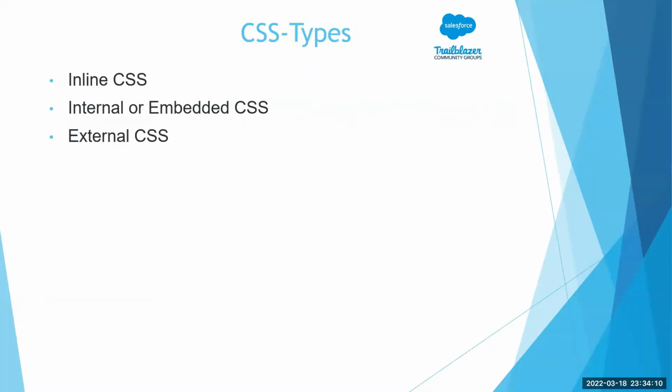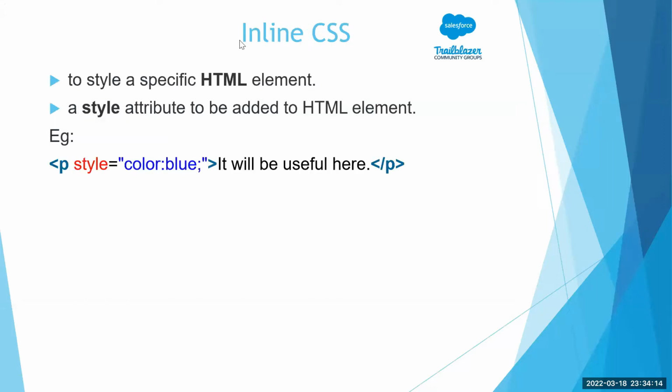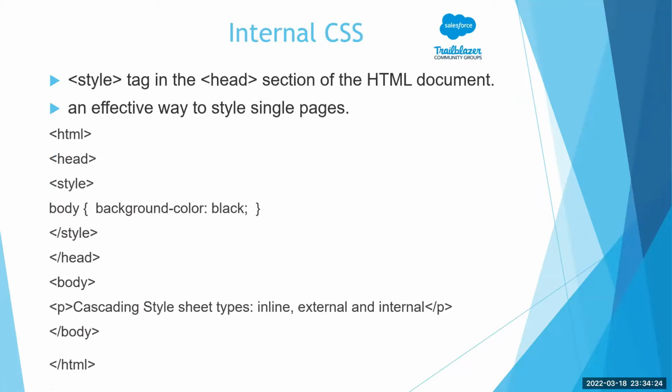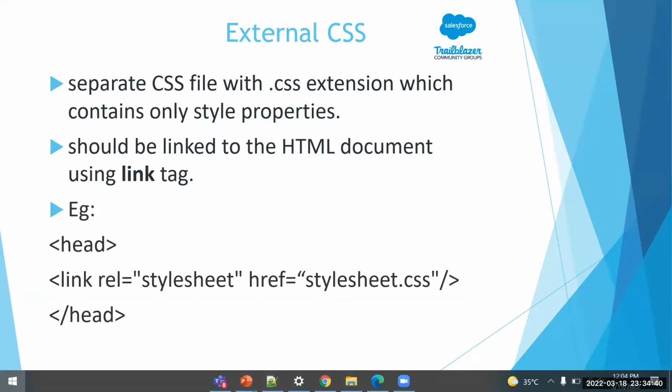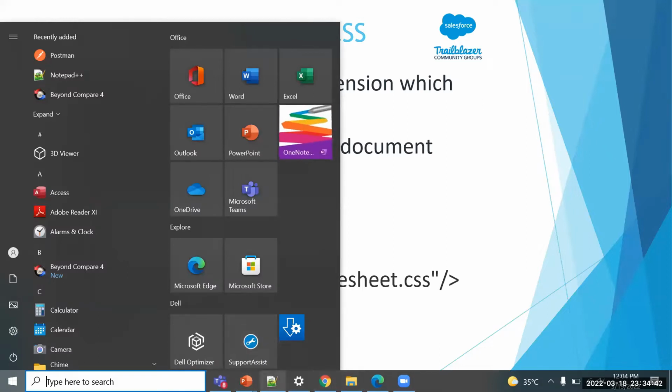There are three ways of applying CSS: inline, internal, and external. The inline CSS you give for every element, so inline is at element level. Internal is in the same file, inside the head tag, where you define the style tag. And external CSS means you will be writing a separate CSS file, and you should include that inside the HTML file using the link tag. So we have implemented all three here.